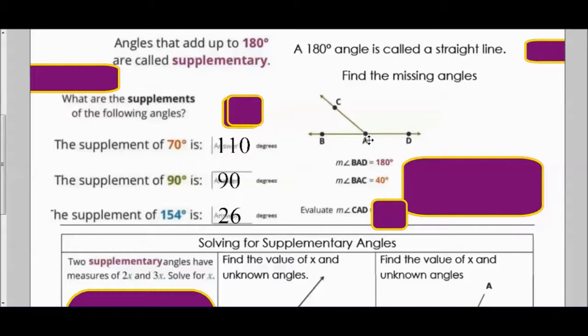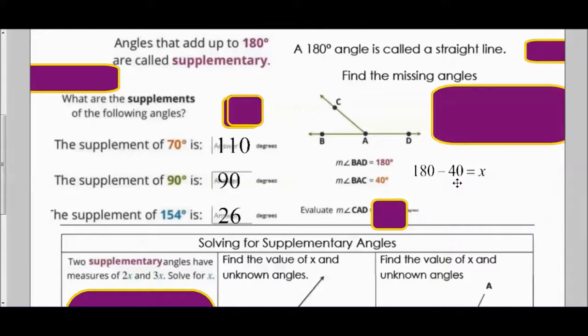Alright, so this is just an example of that in picture form. We have BAD, this whole thing is 180 degrees. BAC, this pizza slice part of it is 40 degrees. We don't know what this big opening is, but we know that it's the remaining part of that 180. So we're just going to subtract that from 180 degrees, and that tells us that it is 140 degrees.